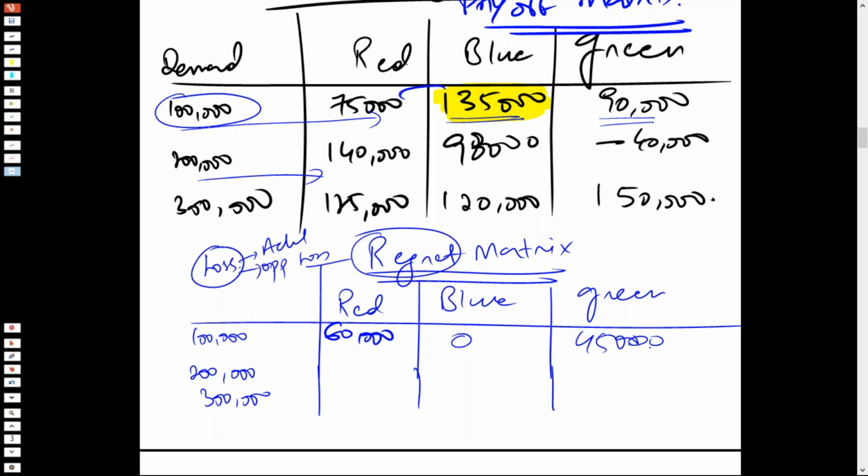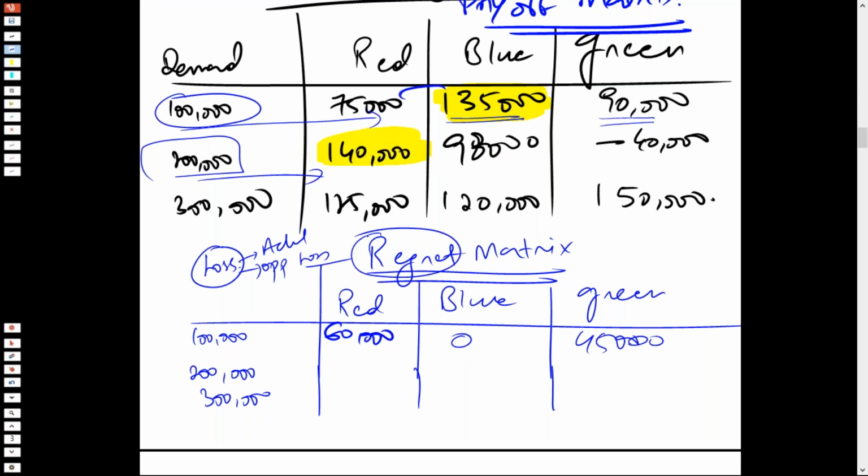Now, let's move a bit forward. Let's discuss further what next is there. Let's try to have an understanding about it. The next aspect is the second one, which is basically, if the demand is for 200,000 units, what is the maximum you could have earned? See here, the maximum you could have earned is 140,000.